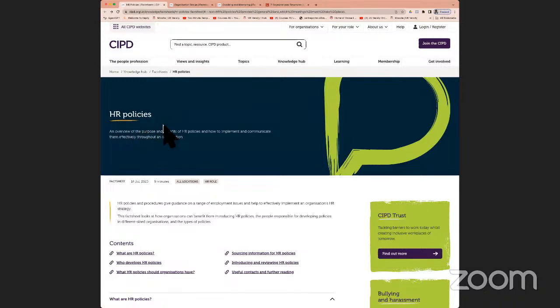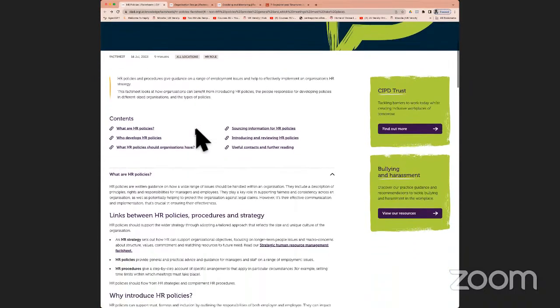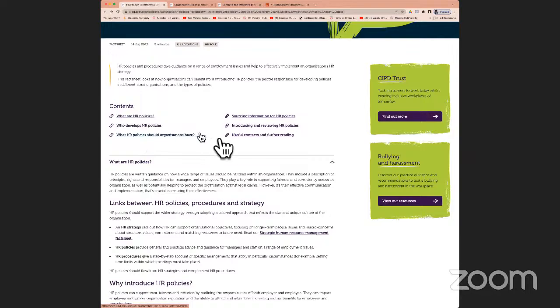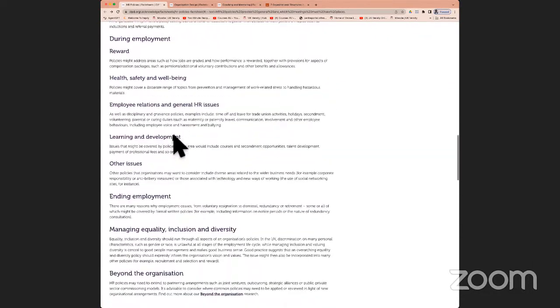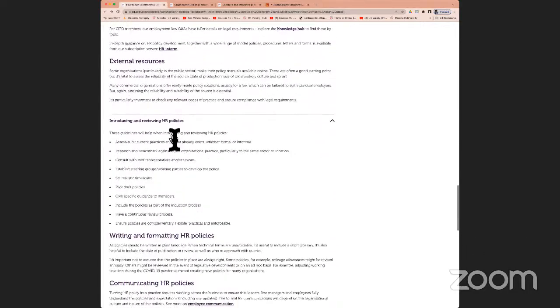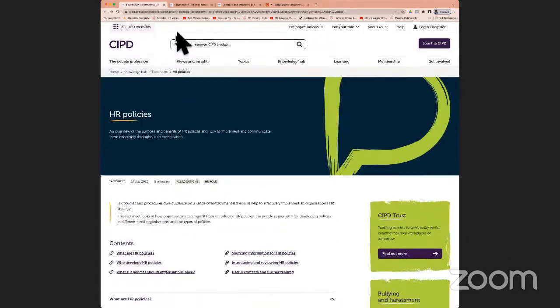So one of the websites is this, which is talking about HR policies. I would suggest that you go through what HR policies are, how you develop HR policies, for additional reading, and what the difference is. It's a good 10-15 minute read, which is this particular page.